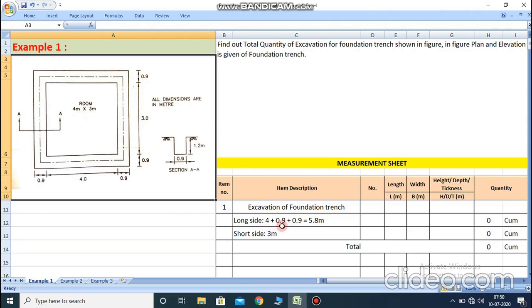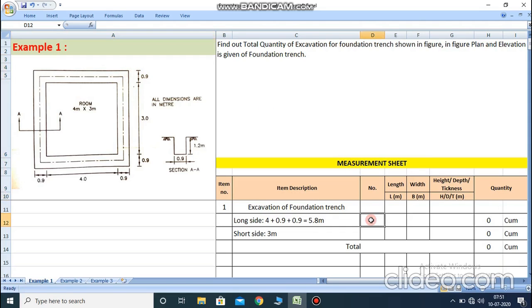Clear? Plus 0.9 meter. So 0.9 meter is written for this square part, because 4 meter is the inner part of the room, meaning from this point to this point the 4 meter dimension is given, and 0.9 meter is another part. So we write 4 plus 0.9 plus 0.9, a total of 5.8 meter length. Clear? This type of wall we see exactly two walls. The first wall is here and the second wall is on the other side.